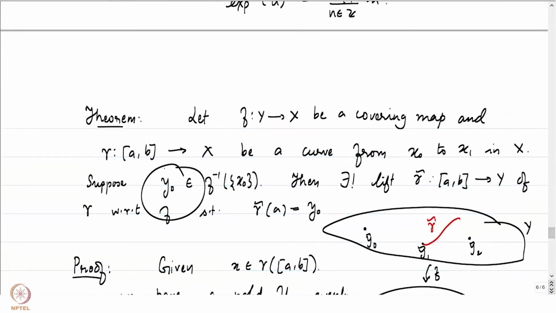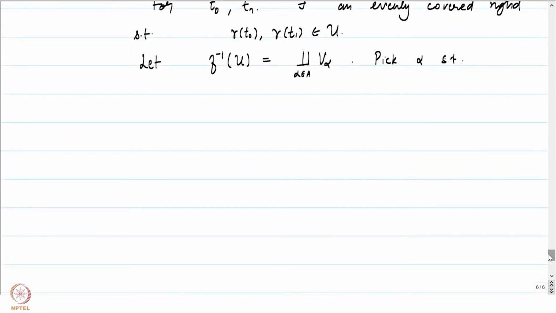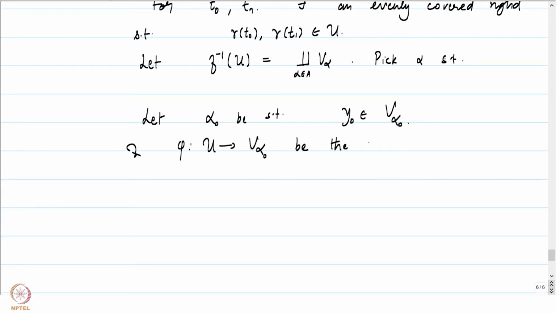We want some y0, right? So let V alpha be the particular index where our point y0 is going to lie. So let alpha naught be such that y0 belongs to V alpha naught, and let phi from U to V alpha naught be the inverse. Remember that f restricted to V alpha naught, from V alpha naught to U, is a homeomorphism, and therefore its inverse is also going to be a homeomorphism.